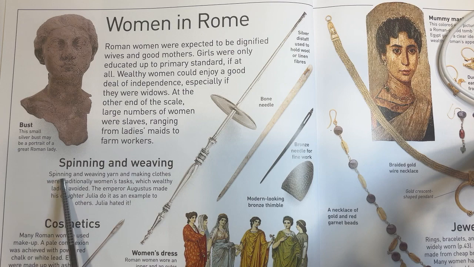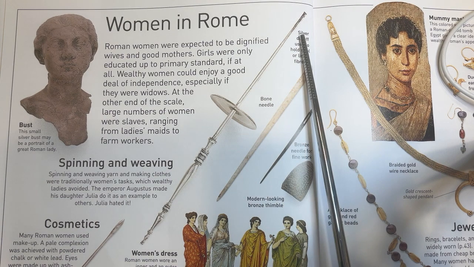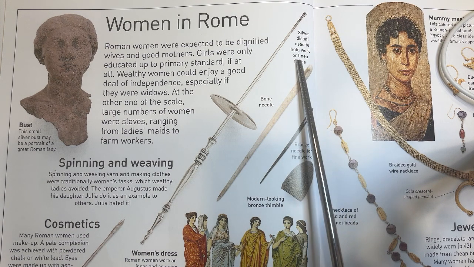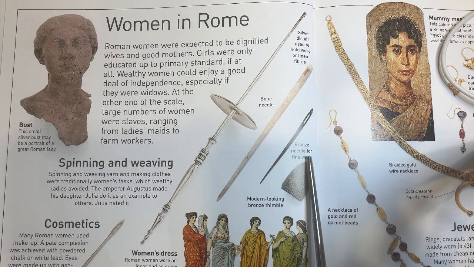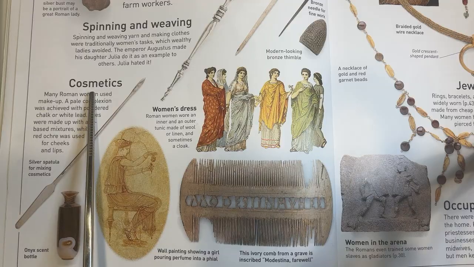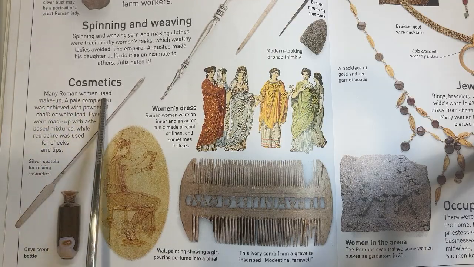Spinning and weaving. Spinning and weaving yarn and making clothes were traditionally women's tasks which wealthy ladies avoided. The Emperor Augustus made his daughter Julia do it as an example to others. Julia hated it. Bone needle. Silver distaff used to hold wool or linen fibers. Bronze needle for fine work. Modern-looking bronze thimble.